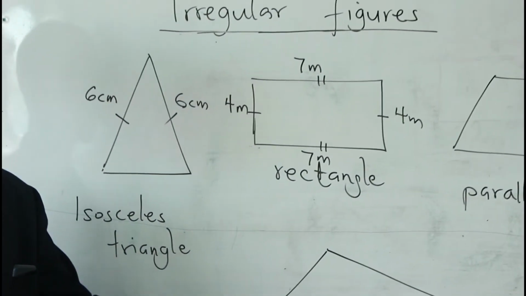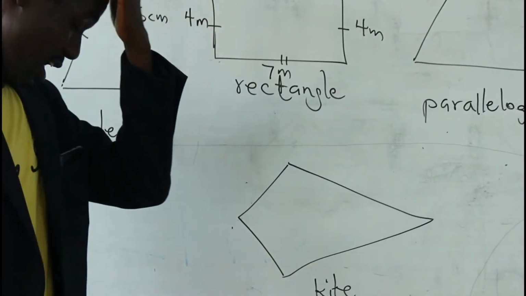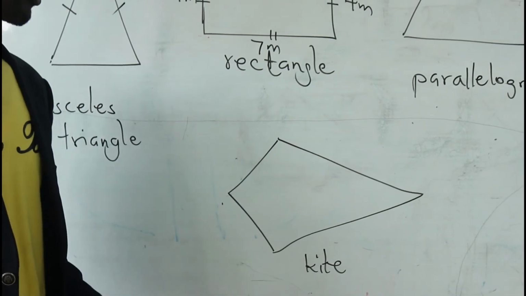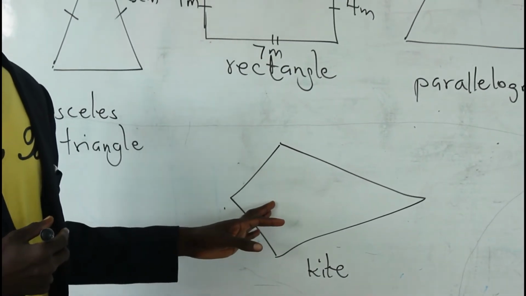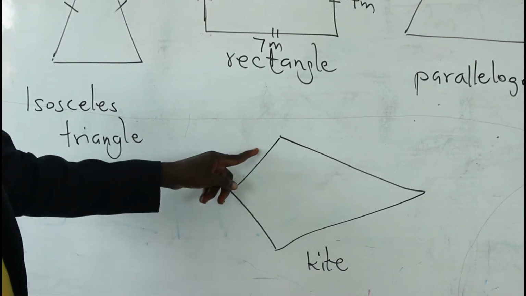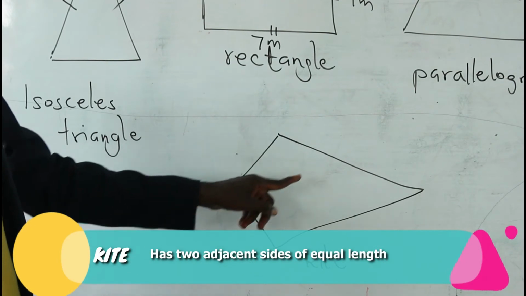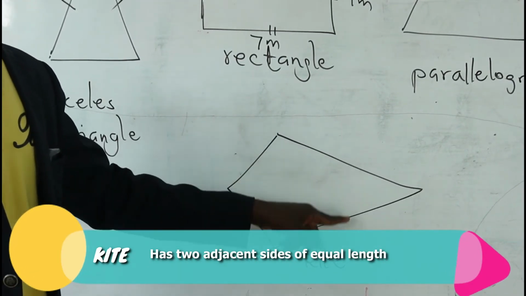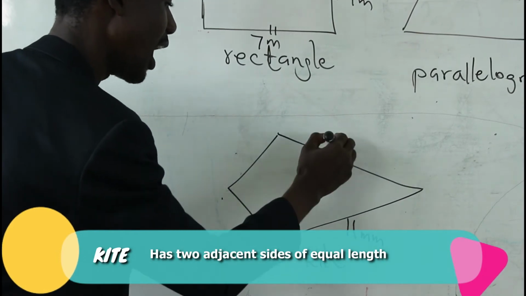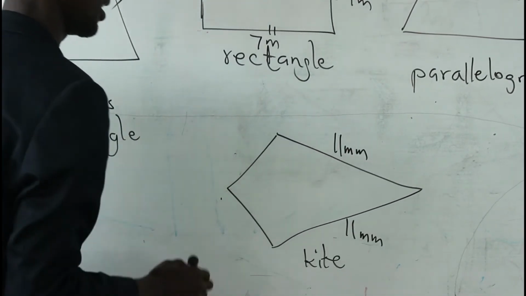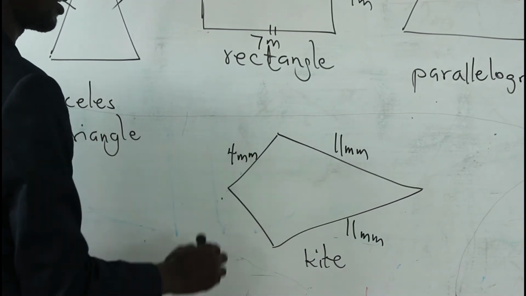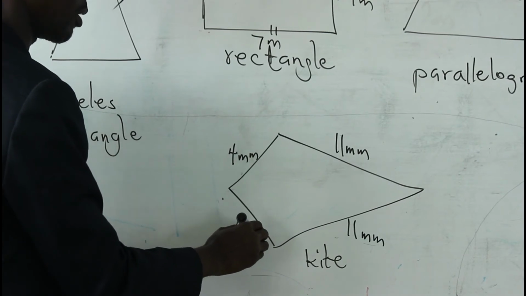Now, this one here is a kite. I don't know if any of you have played with a kite before, but when I was young, we played a lot of kites. So a kite has two of these sides here facing each other of equal length, and this other two also of equal length. So if I have 11 millimeters here, I'm sure to have 11 millimeters here. Then if I have, say, 4 millimeters here, this side will also be 4 millimeters.